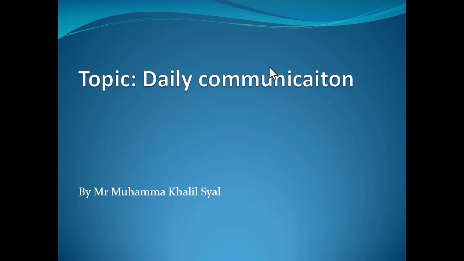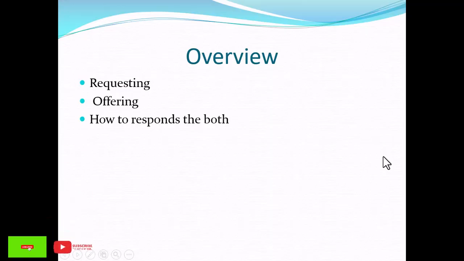In which situations. So we will look at all these things step by step. Today we are going to learn how to make a request and how to respond to a request. These are the two topics. So let's start. We have done offering; now, if someone requests something of you, how do you respond, and if someone offers you something, how do you accept that offer? This is our topic today.